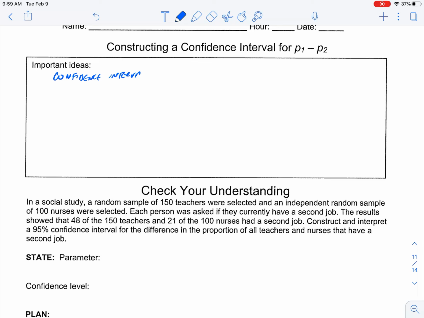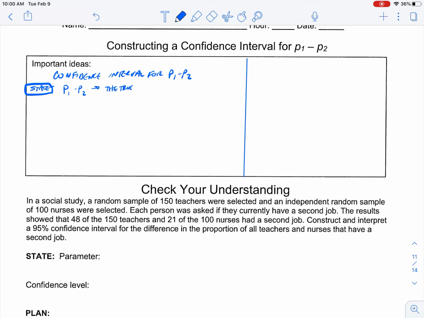So here we go. Confidence interval for P1 minus P2. And this is going to be a box that's divided into two, but it's going to be about 2/3 and 1/3. First thing we're going to do is we're going to talk about our state. So what are we stating? We are doing P1 minus P2, which is the true difference in proportions.